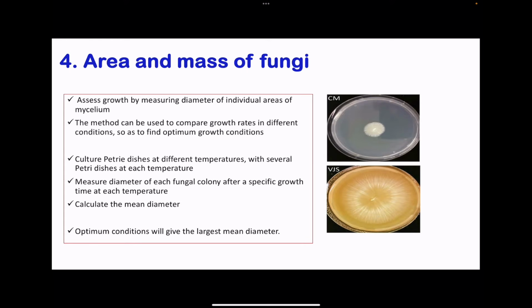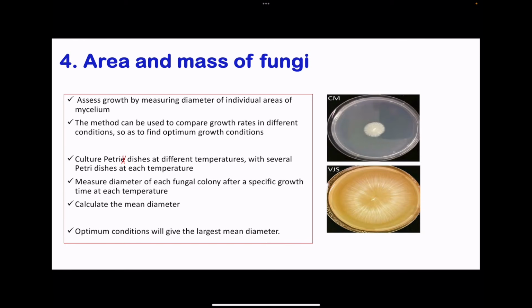And this can also be used to study the effect of growth conditions on the rate of growth. For example, we could alter the temperature and then see how the masses or the area is going to be. So the optimum growth conditions are going to give the greatest or wider mean diameter. This should be petri dish, the E should go away.